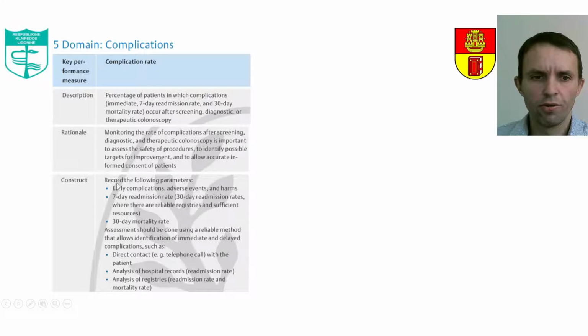There should be a record for the following parameters: early complications, adverse events, and harms, 7-day readmission rate, 30-day readmission rates where there are reliable registries and sufficient resources, and 30-day mortality rate. Assessment should be done using a reliable method that allows identification of immediate and delayed complications, such as direct contact with the patient, analysis of hospital records, analysis of registries.